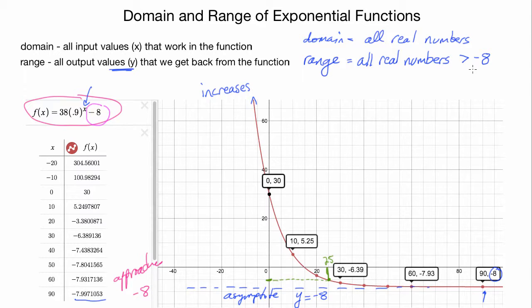So hopefully that makes sense to you in terms of domain and range for this particular exponential function, and how vertical shifts make a big difference in how we describe the range.